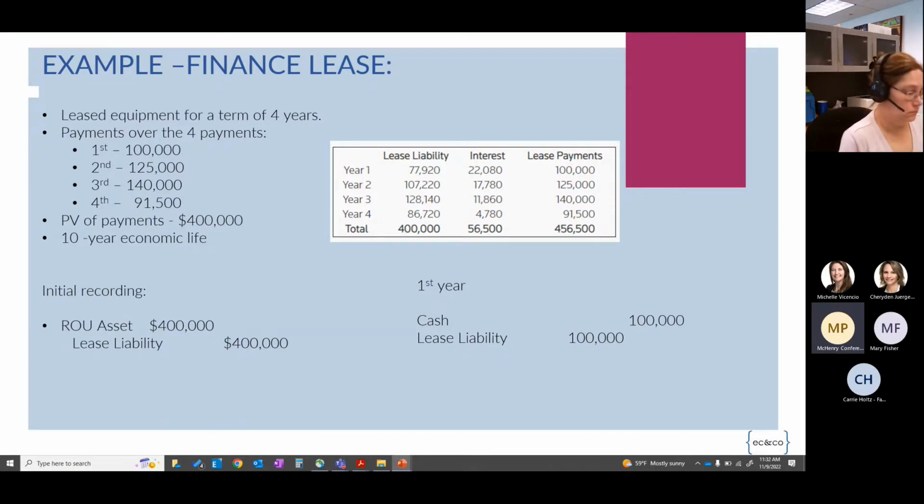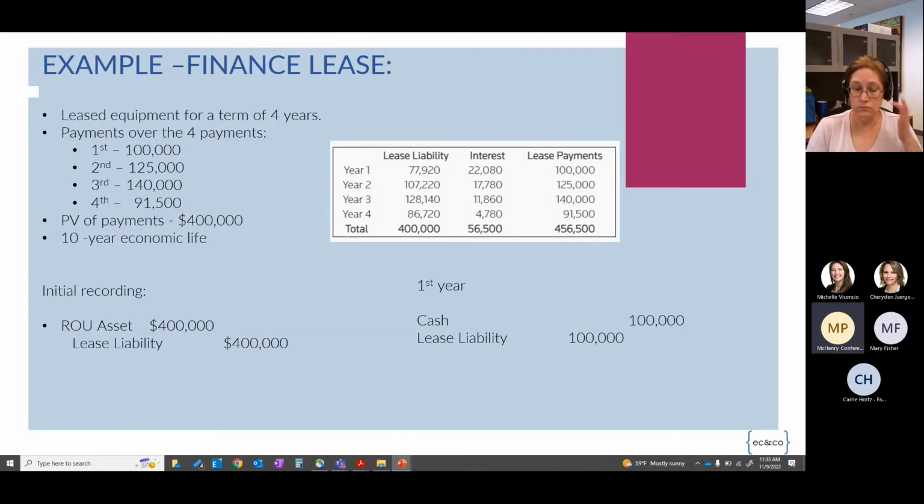So you'll see the total of lease payments comes to 456,500. When we take the present value of those payments, and I didn't put in here the rate, we just got to a flat 400,000 to make things easy. And there's a 10-year economic life or useful life for this equipment. So when we initially record this, we're going to record the right to use or the lease asset and the lease liability for that 400,000. So that's the journal entry that we're going to make for that first year or when we implement the standard.